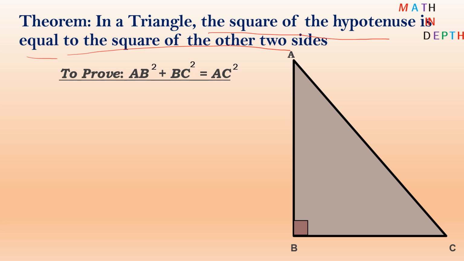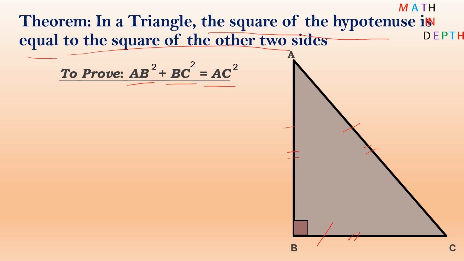So what we need to prove here? AB square plus BC square is equal to AC square. This is AB, this is the baseline and that is BC, and this is the hypotenuse, that is AC. Okay. So we need to prove here that AB square plus BC square is equal to AC square.